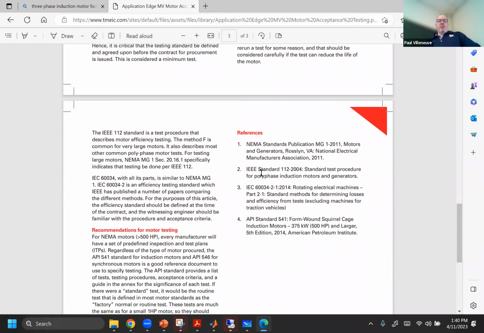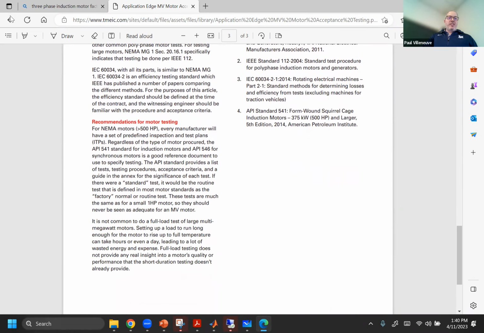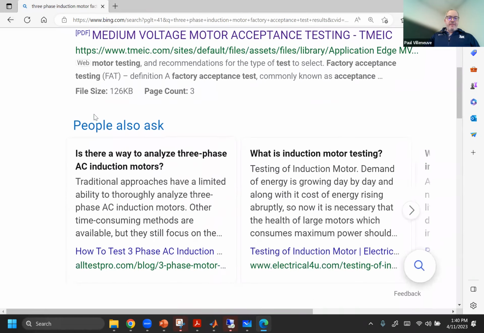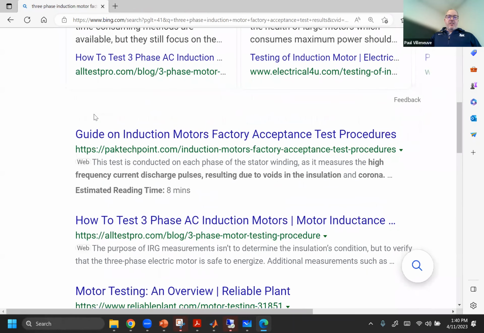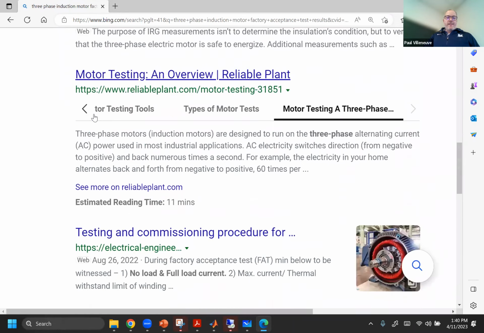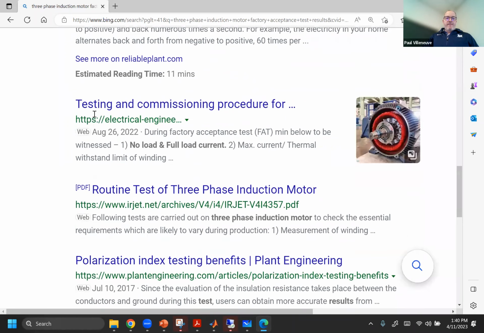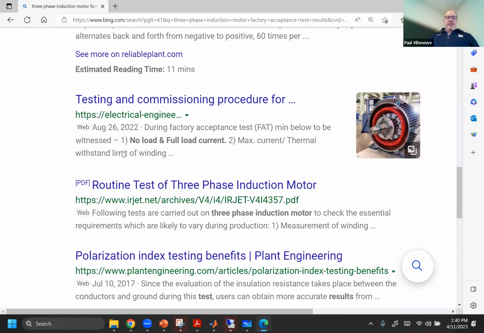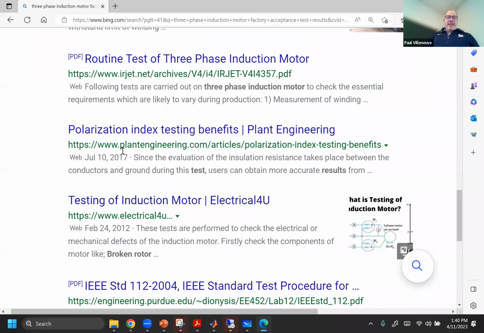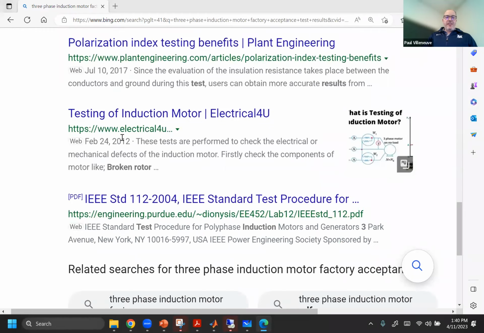And so here, IEEE standard 112-2004 would be the way to get the information about how to do that. But like I said, I've never personally seen test data, so I don't know. But no load and full load current, yeah, it doesn't seem to have that information.